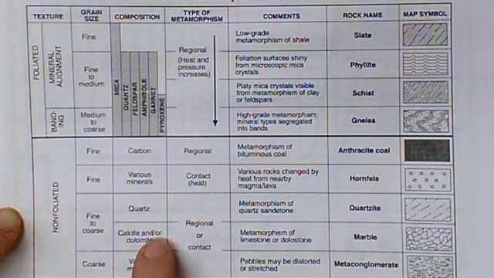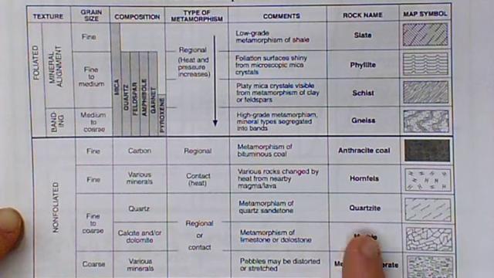Marble comes from calcite and dolomite. So this is actually from limestone generally. And metaconglomerate would be basically metamorphized conglomerate rock. And so we can use this to help us figure out what kind of metamorphic rocks we have.